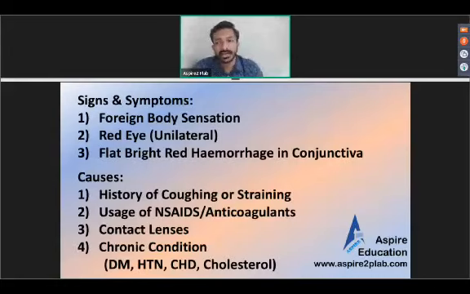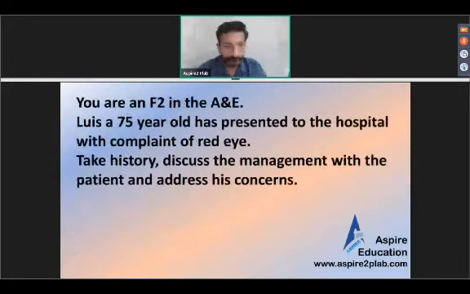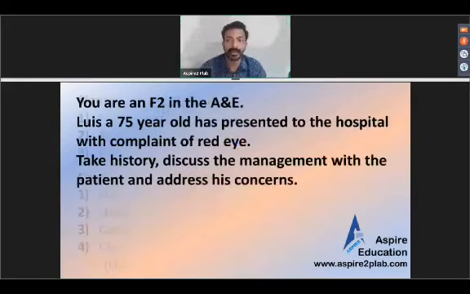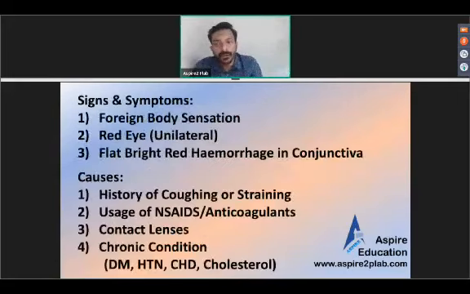Signs and symptoms are like a foreign body sensation. Patient will be feeling like, oh, there is some foreign body. Red eye will be unilateral, and what you will see is a flat, bright red hemorrhage in the conjunctiva, like this, something like this. And usually it is unilateral. So causes, there are a lot of causes that you can get.